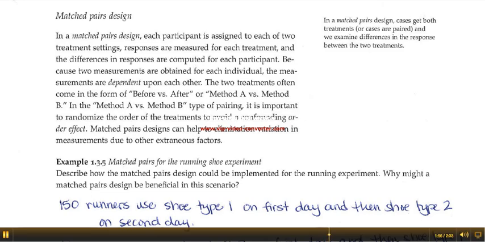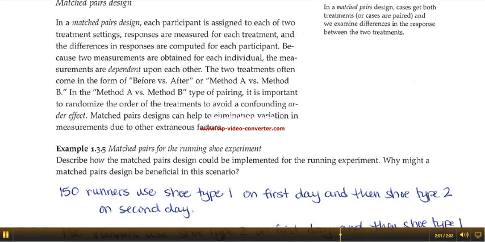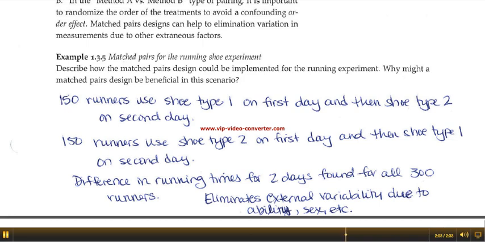an order effect. So in this example, if we have the 300 runners and we're trying to use a match pair design, 150, half of the runners would use shoe type 1 on one day, and then later use shoe type 2. Then the other 150 would use shoe type 2 and then later use shoe type 1.